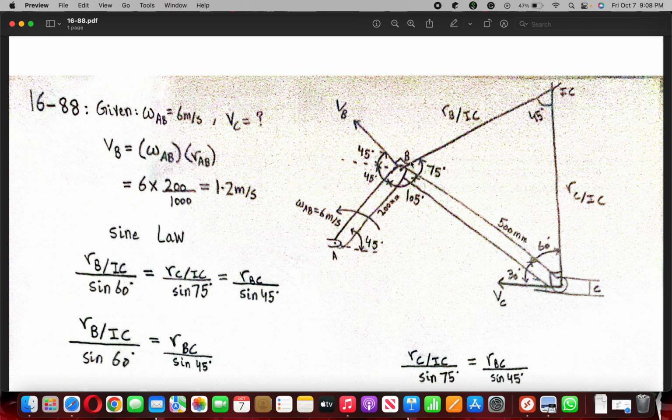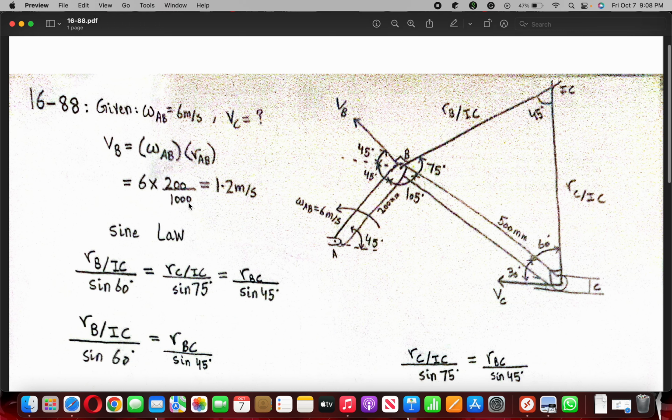And then we have two angles on this side, and we are able to find the angle at the point IC. So over here we are given the angular velocity of AB, 6 radian per second, and we can use it to find the velocity at B, which is 1.2 meter per second. We convert millimeters to meters, so we divide by 1000.